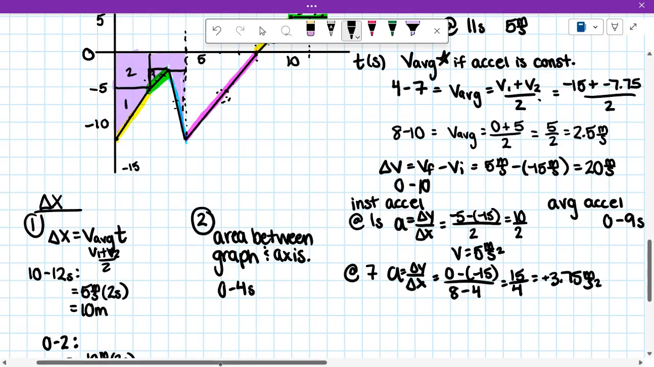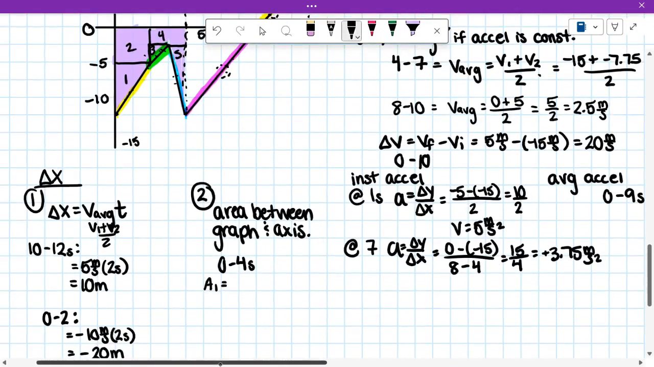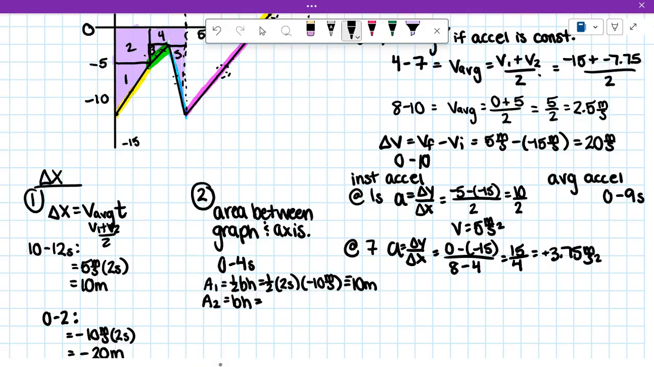So I have 1, 2, 3, 4, 5 shapes. Area 1 is a triangle, so 1/2 base times height. That is a base of 2 seconds and a height of -10 meters per second, so that is an area of -10 meters. Area 2 is a square, base times height. You could break these up however you feel like, as long as you're finding right triangles and rectangles. So the base is 2 seconds, and the height is -5 meters per second, and I travel another -10 meters.